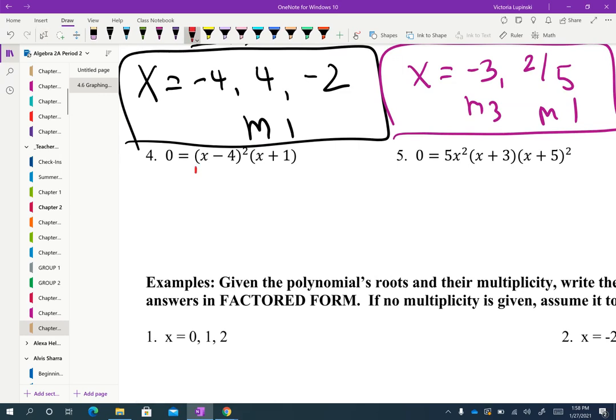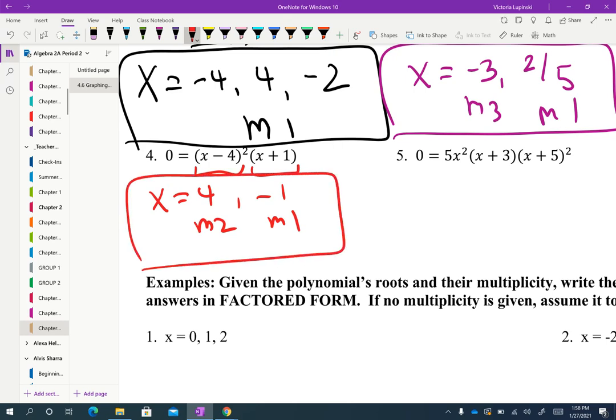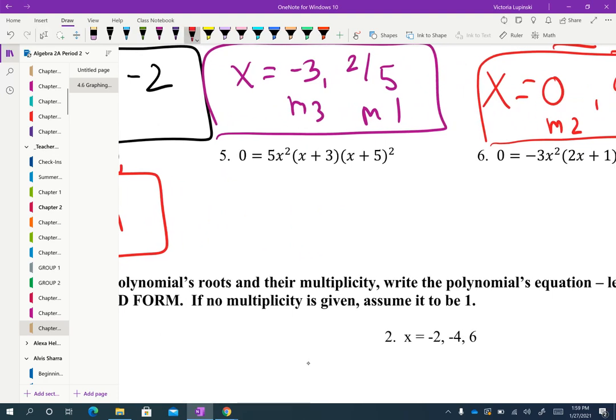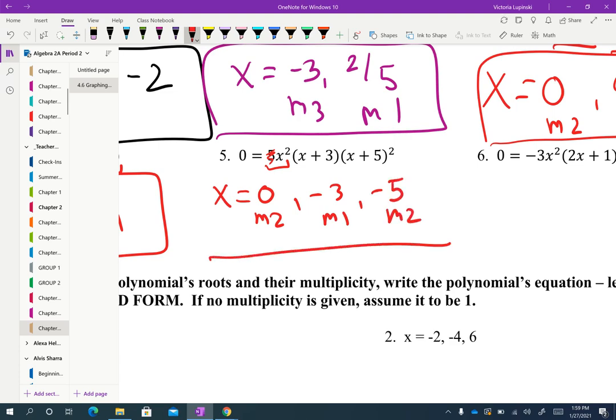So in number 4, x minus 4 squared, 4 is an answer, and that's an m2. X plus 1, negative 1, m1. For number 5, the 5 out front, if you were to set 5x squared equal to 0, the 5 would divide away. So the 5 is important for other reasons, but doesn't tell us anything about what the x's are. So in this case, if you just have x squared, that means that 0 is an answer, but the squared means it's m2. Then negative 3, m1, and negative 5, m2.